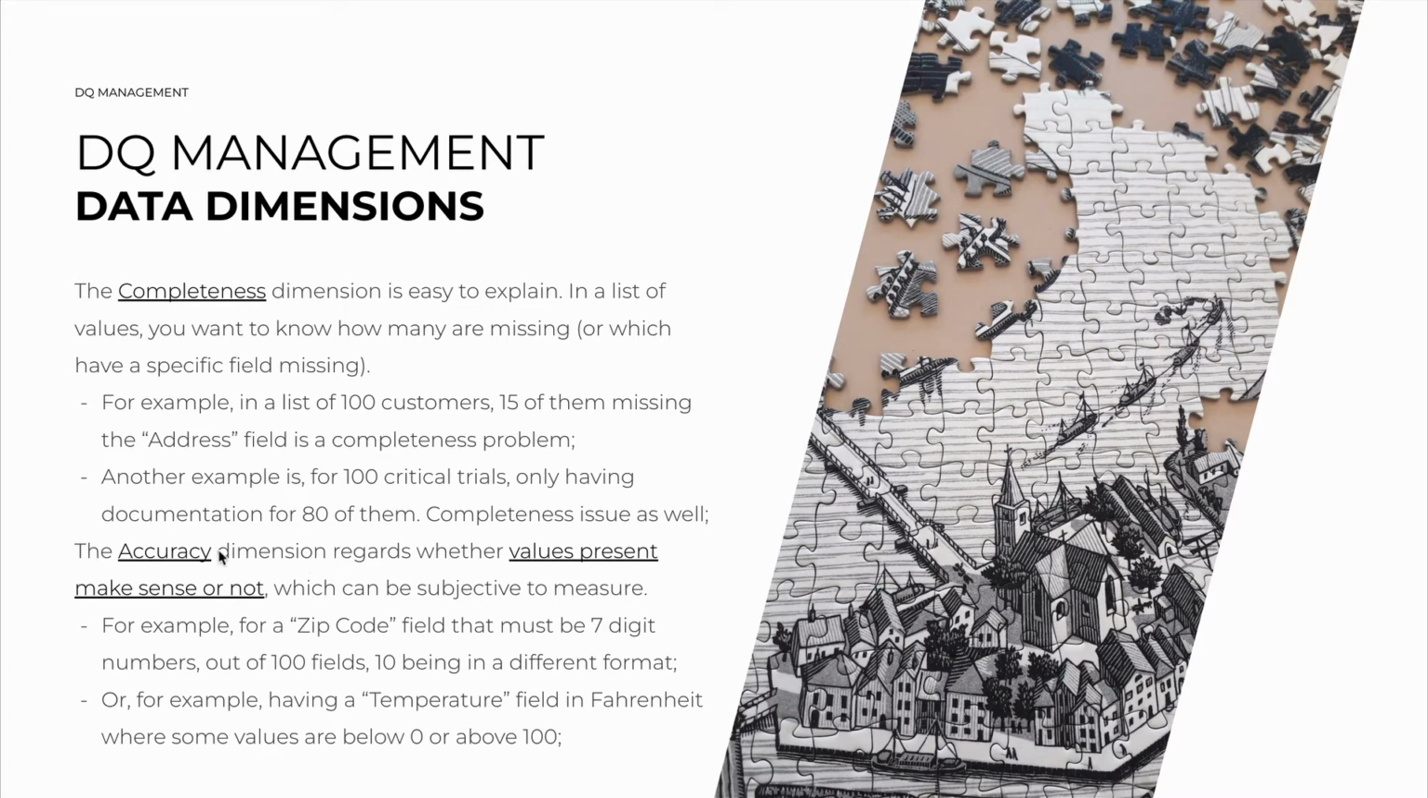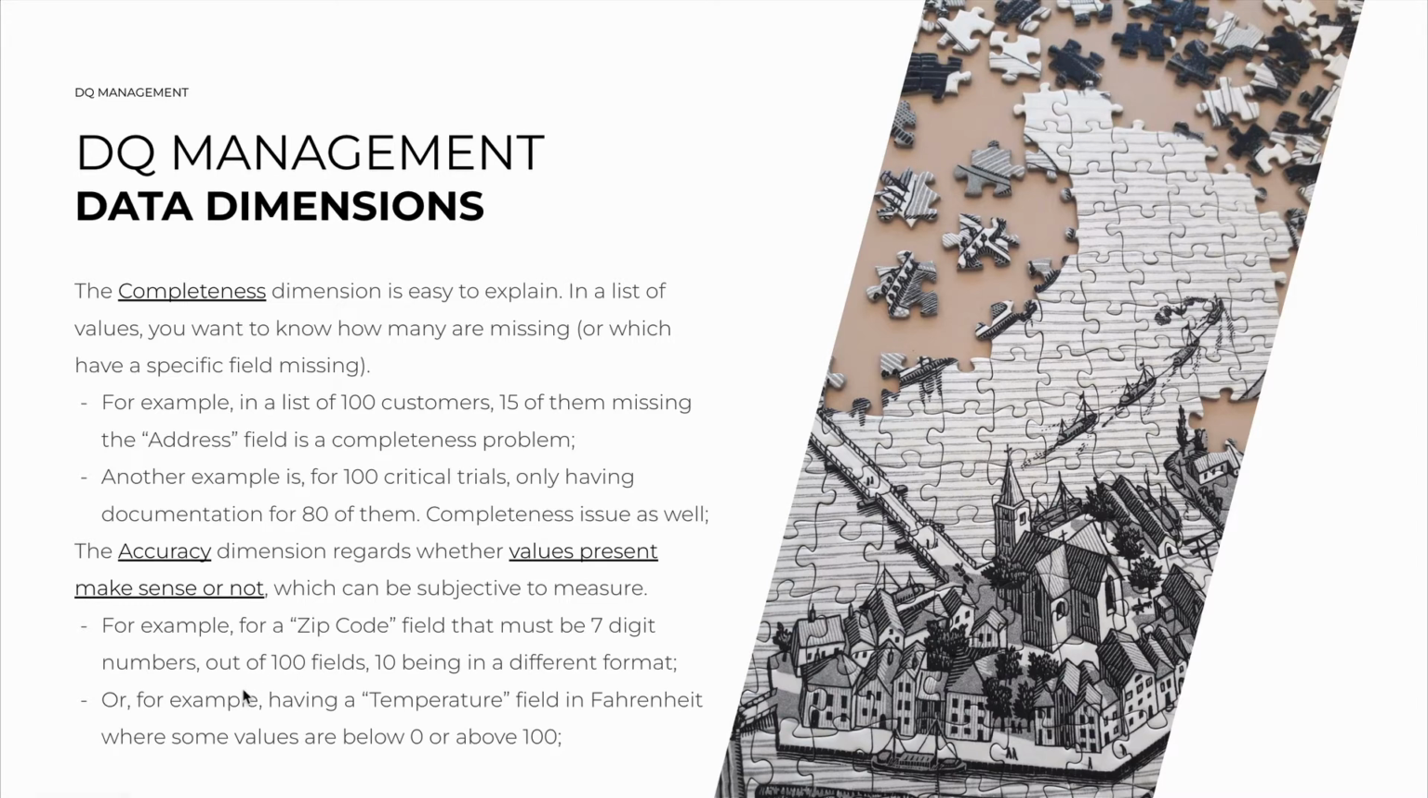Then comes the accuracy dimension. This is the next most frequent one. That is, whether the values present make sense or not. And this can be subjective to measure, and it depends on how defined the data rules and expectations are. For example, you have a zip code field that must be composed of 7-digit numbers, and out of 100 fields, 10 records have the zip code in a different format. That is an accuracy issue.